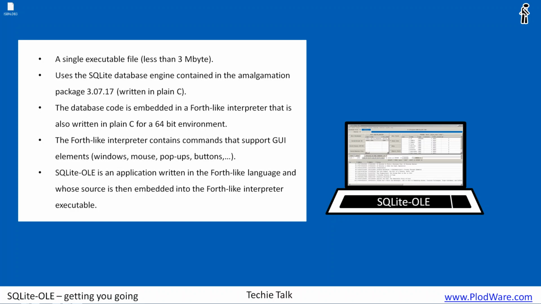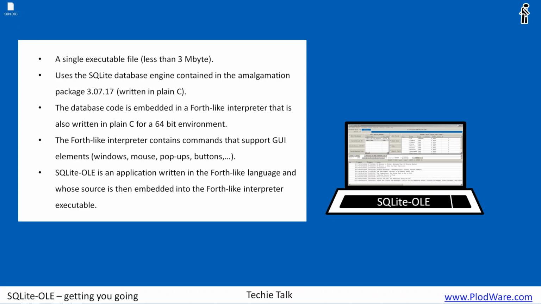This package is written in plain C. It's then been embedded, if you like, into my Forth-like interpreter that I started writing 29 years ago. This Forth-like interpreter is also written in plain C and compiled for a 64-bit environment. It is substantially extended over standard Forth, and it's got GUI elements so I can handle windows, mouse clicks, pop-ups, buttons, list views, the usual sort of GUI-related components.